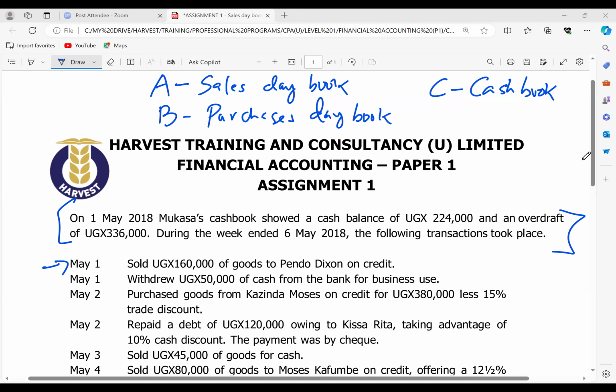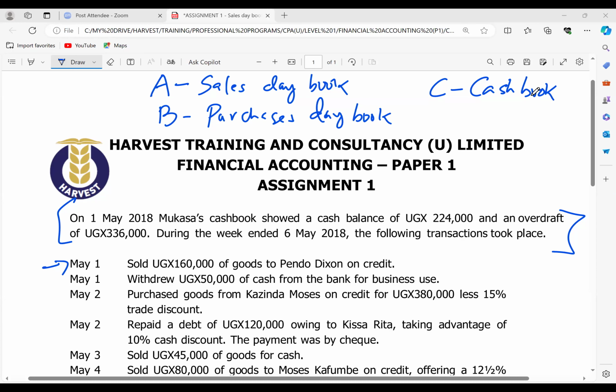1st of May, Mokasa's cash book. 1st of May 2018, Mokasa's cash book showed a cash balance of 2,024,000 and an overdraft of 336,000. During the week ended 6 May 2018, the following transactions took place.